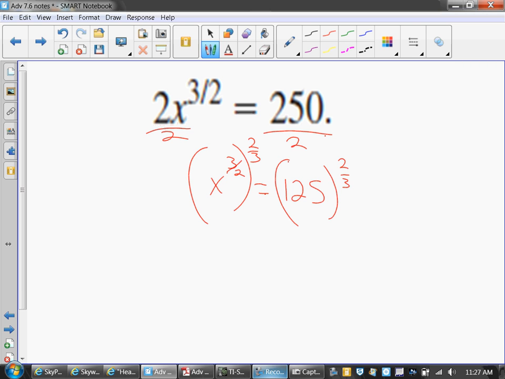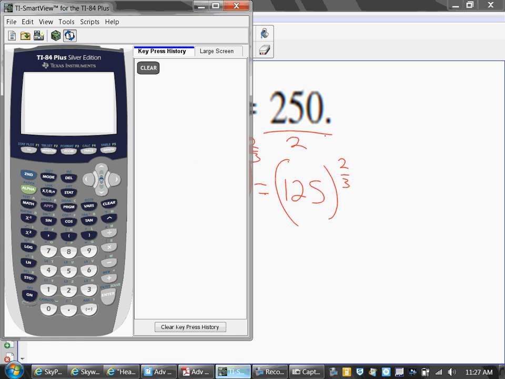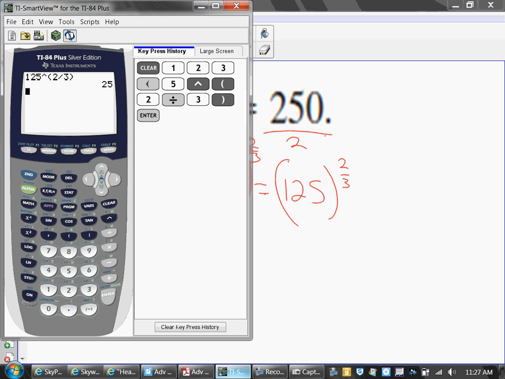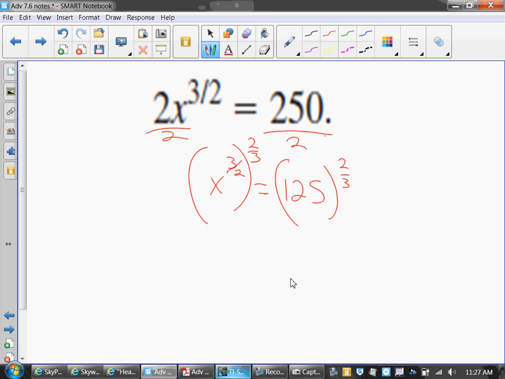Now, in your calculator, 125, oops, to the, remember the little caret button? In my calculator, I'm going to put it in parentheses. I can do 2 divided by 3. There you go. So I'm taking the cube root, or the 2/3 root, and I get x equals 25.